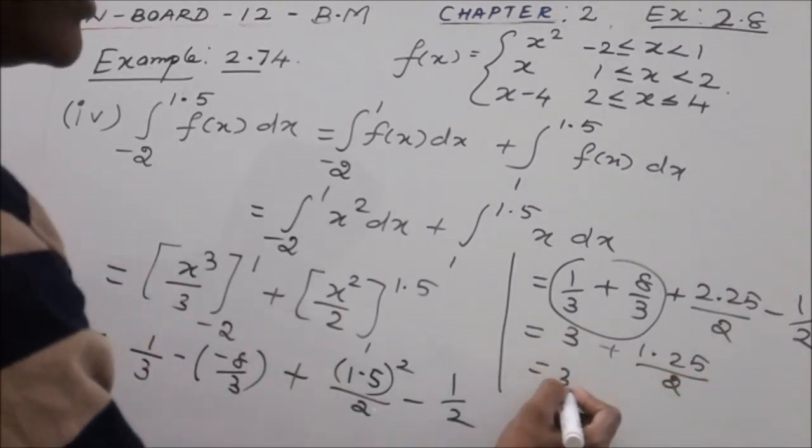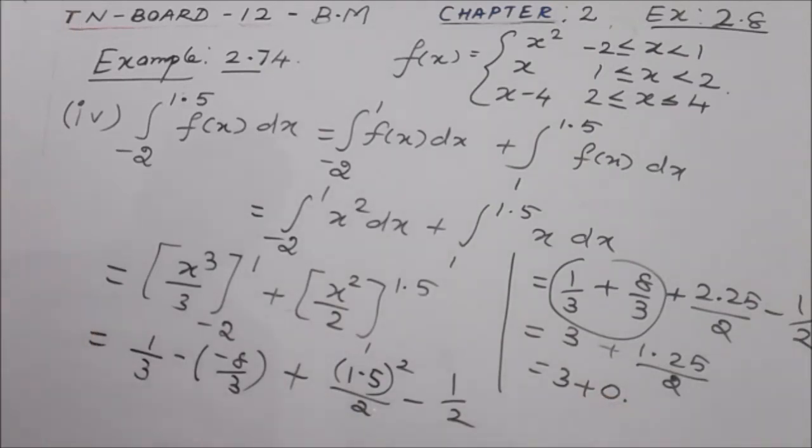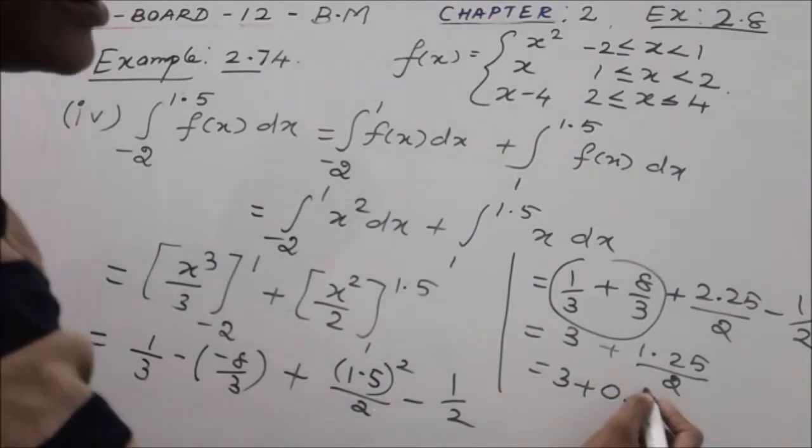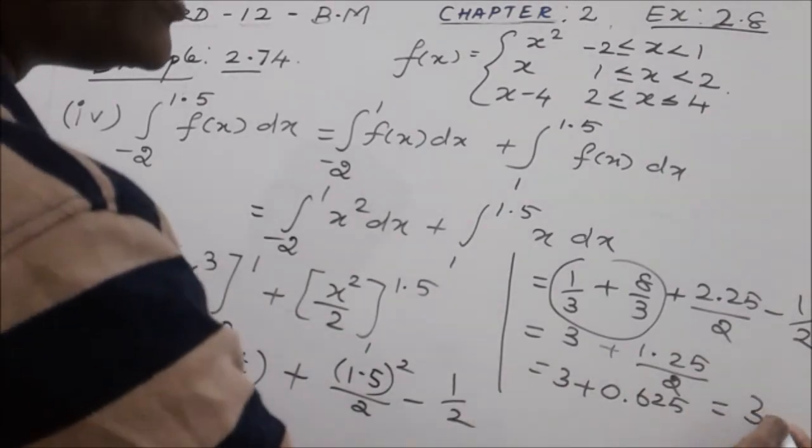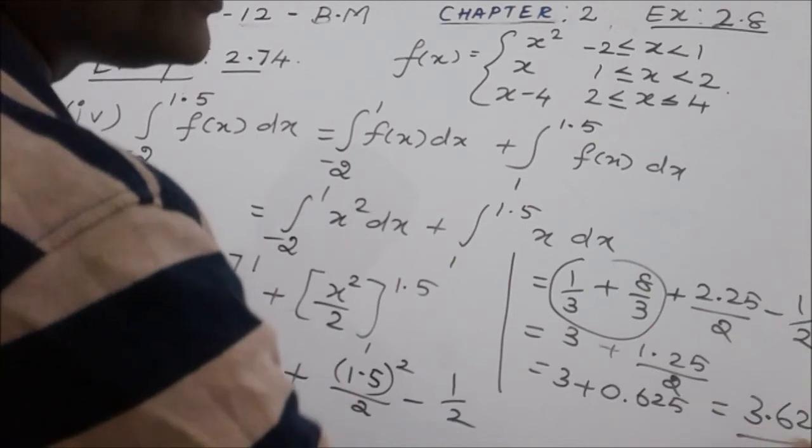1.25 by 2, that is equal to 0.625. So 3 plus 0.625, dividing it we will get 3.625 is the answer.